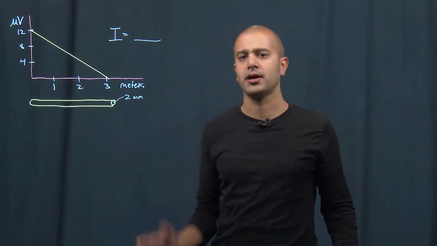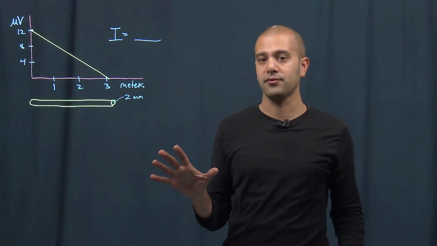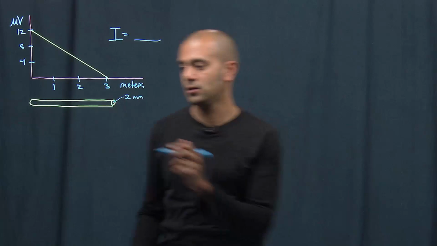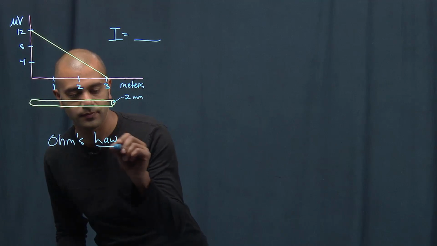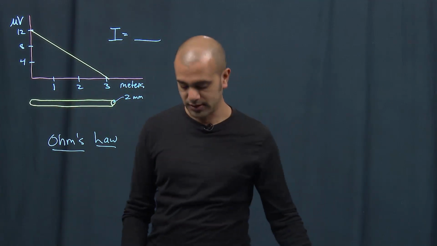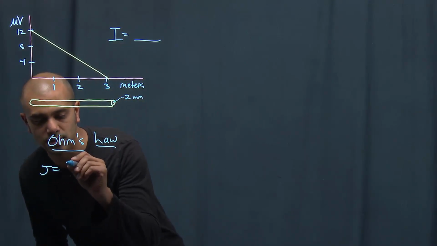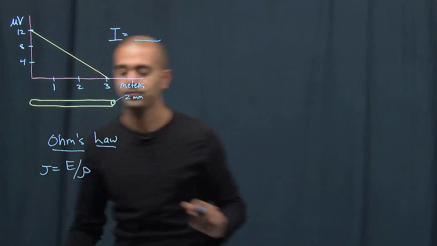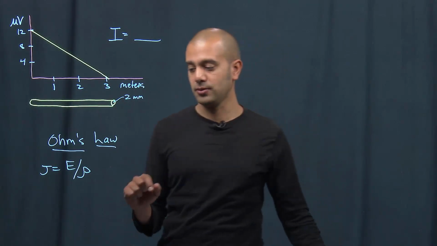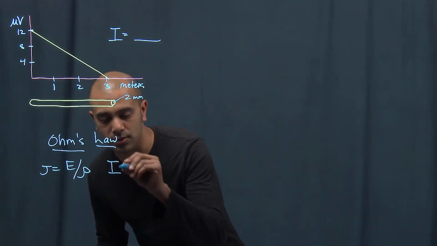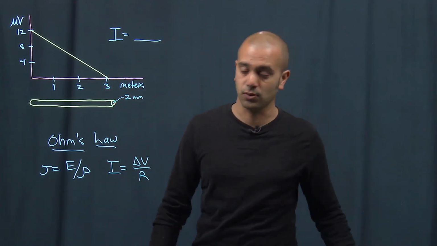Since we're dealing with currents and voltages and something resistive, as the wire itself is, then most likely we're going to have to use Ohm's law. There's two forms of Ohm's law, and I'll write them both down over here. The first form relates the current density to the field: current density equals the field divided by the resistivity. You can also write this in terms of conductivity, which is equivalent. The second form of Ohm's law is probably the more familiar one: the total current is given by the change in voltage divided by the resistance of the wire.